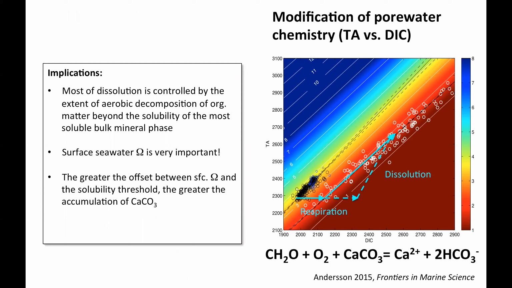So what does this mean? Well, first of all, most of the dissolution is controlled by the extent of aerobic decomposition of organic matter beyond the solubility of the most soluble bulk mineral phase. The surface seawater saturation state is very important because the greater the offset between the surface saturation state and the solubility threshold, the greater the accumulation of calcium carbonate.